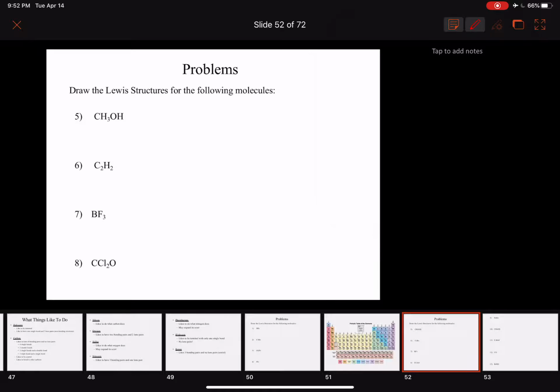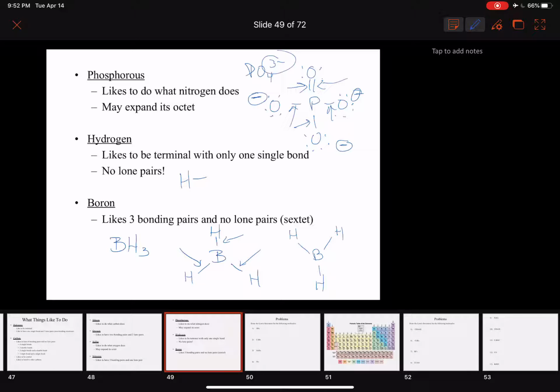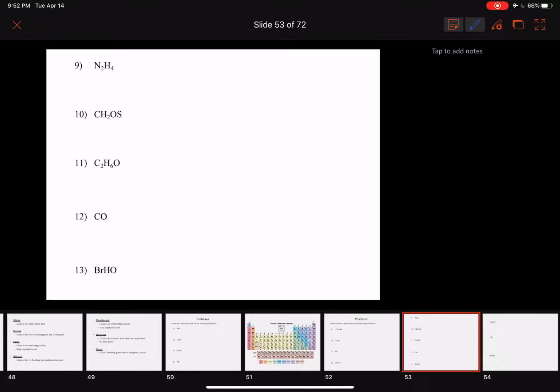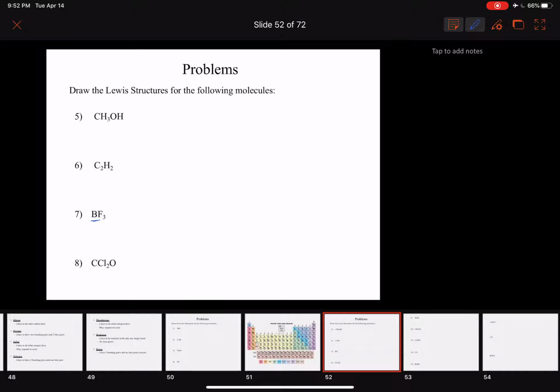So this one is a special one because we've got boron. Now, if we look back at the rules, we can see that boron is special because it likes a sextet. It doesn't want to have an octet like everybody else. So if BH3 looks like this, then BF3 will probably have a very similar setup. So let's go ahead and do BF3 here.